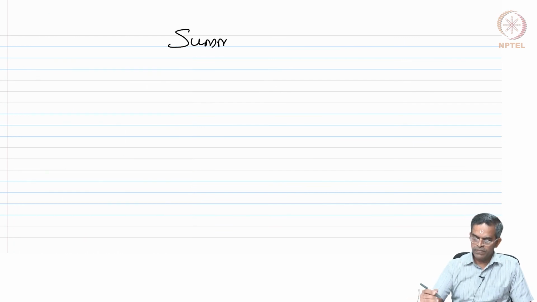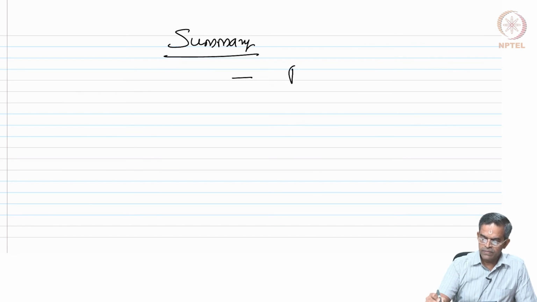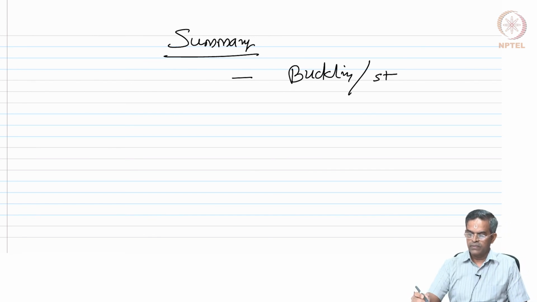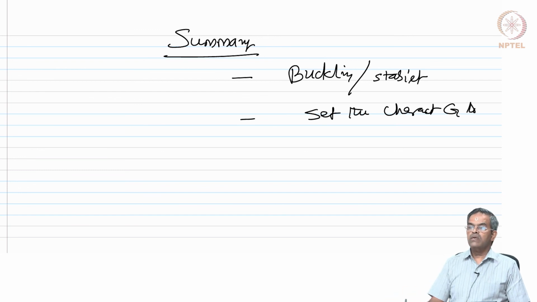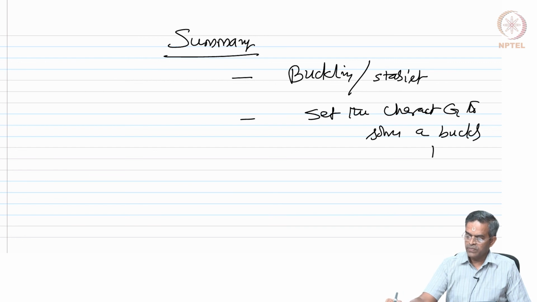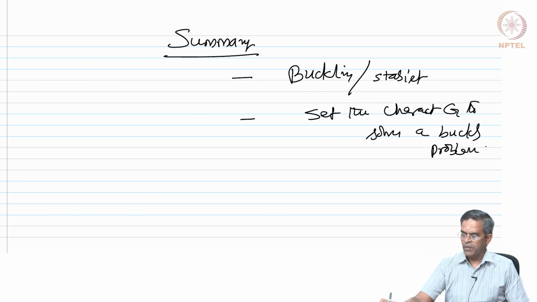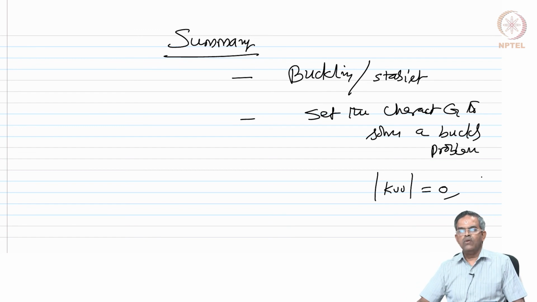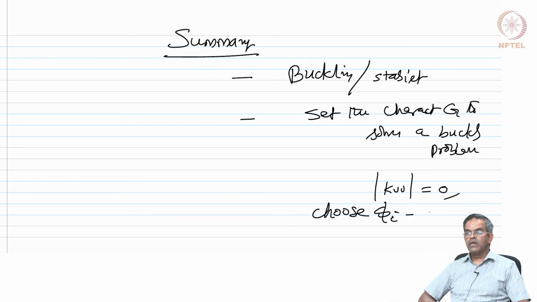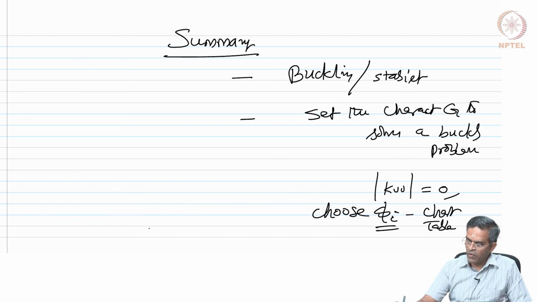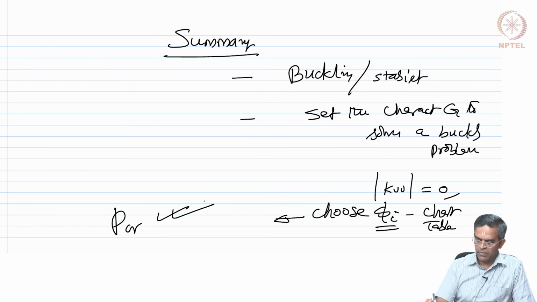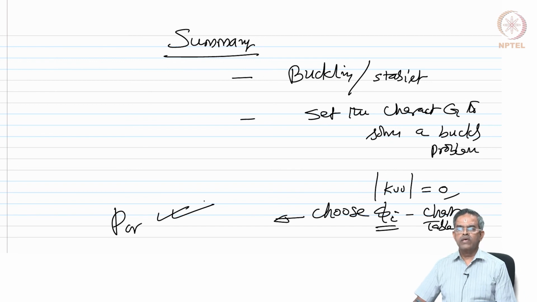So, friends, in this lecture, we learnt the difference between buckling and stability analysis. We also learnt how to set the characteristic equation to solve a buckling problem for a frame subject to axial loads. So, we said that set the KUU determinant to 0 for a non-trivial solution and try to get the control equation and then choose the phi values from the chart or the table and try to find the phi. Once I know the phi value, I can find P critical. So, I wish you should do more examples to solve more problems and try to learn more about this.